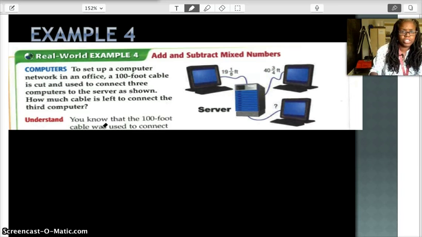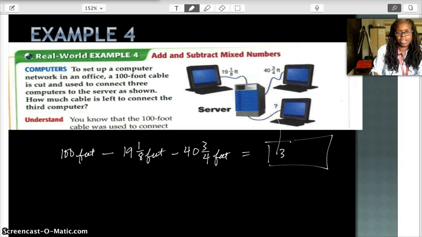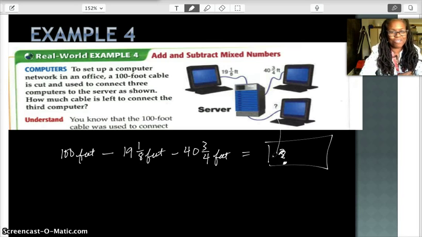So we know that we started off with 100 feet, and we're going to subtract 19 and 1/8 feet, and we're going to subtract 40 and 3/4 feet to figure out the answer. All right, so this is what we're looking for. This would be the question mark. That should be a question mark and not a 3 chapelitos. Okay, so that would be the question mark.